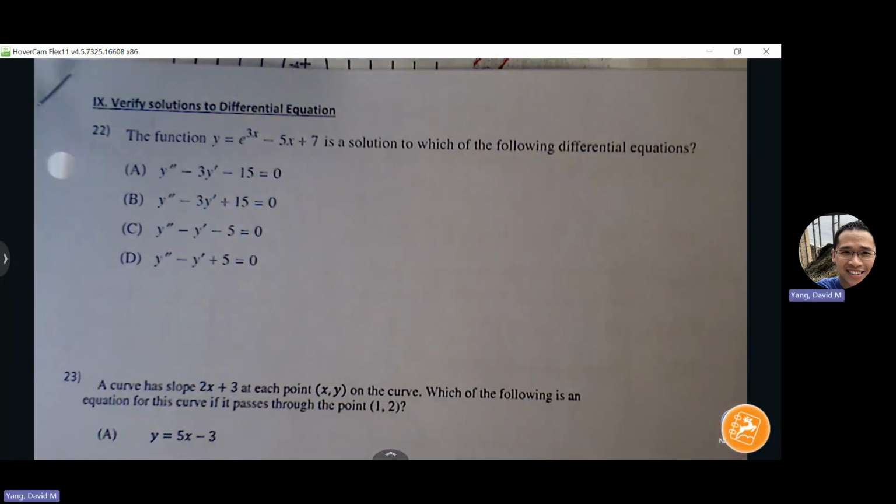Okay, so it says the function y equals e to the 3x minus 5x plus 7 is the solution to which of the following differential equations? They all involve y prime and y double prime. So we're going to find y prime and y double prime, and then test them out to see which of these will produce an equation that works. We can only do this if we have the derivatives in front of us, so let's find y prime and y double prime and see if we can narrow down our options.